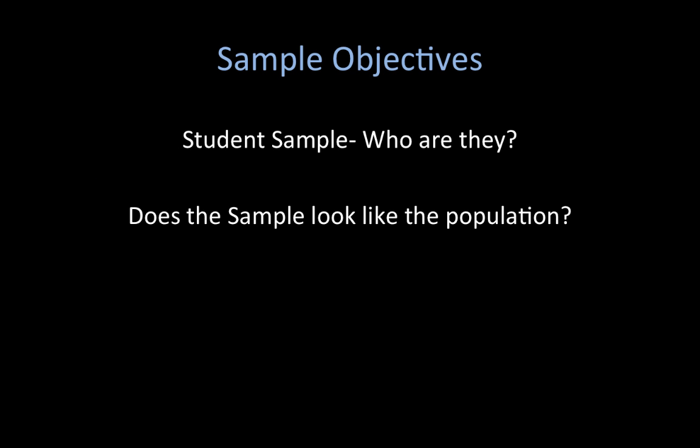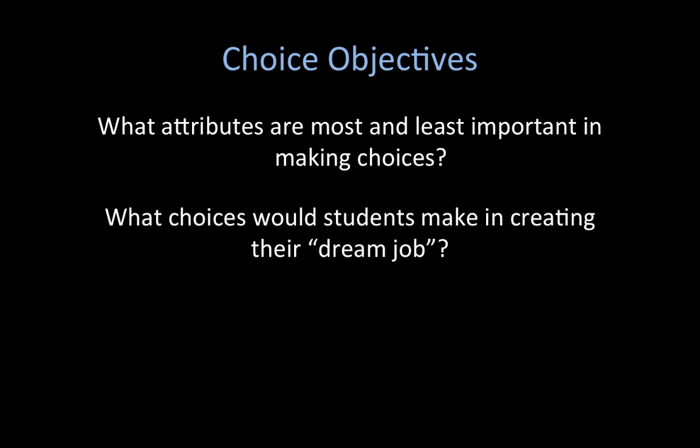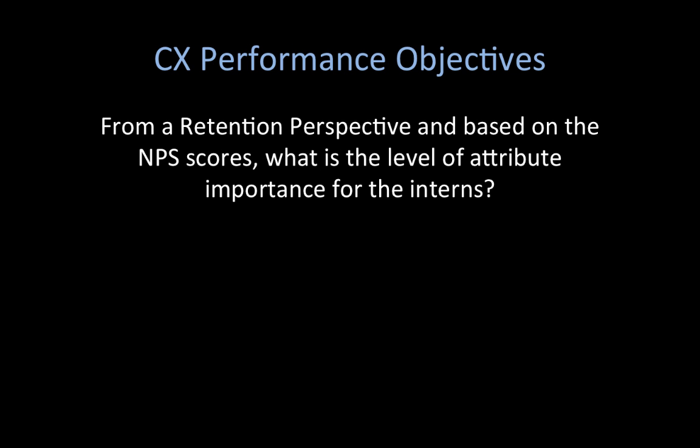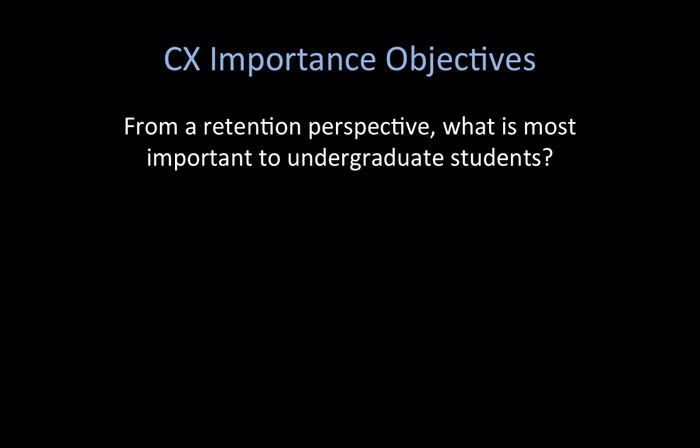Sample objectives. Student sample, who are they? Does the sample look like the population? Choice objectives. What attributes are most and least important in making choices? What choices would students make in creating their ultimate dream job? Maximum difference objectives. In two different choice situations, what is most and least important to students? Customer experience performance objectives. From a retention perspective and based on the NPS scores, what is the level of attribute importance for the interns? Customer experience importance objectives. From a retention perspective, what is most important to undergraduate students?